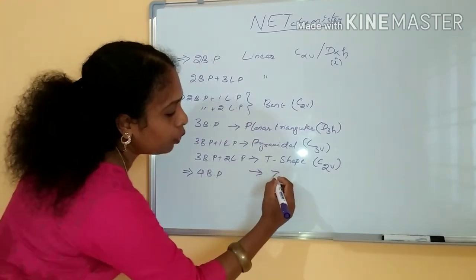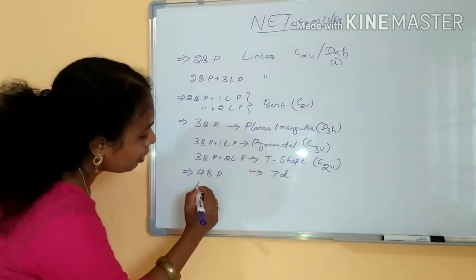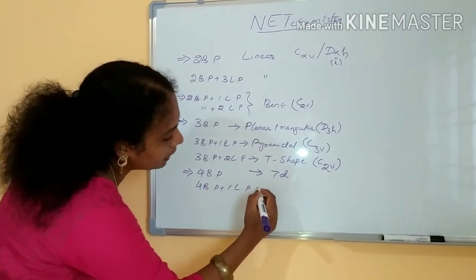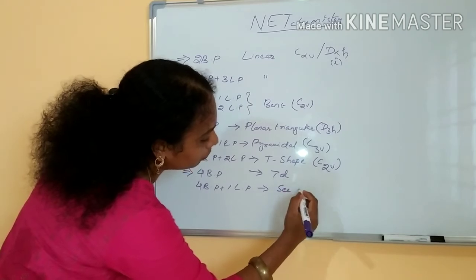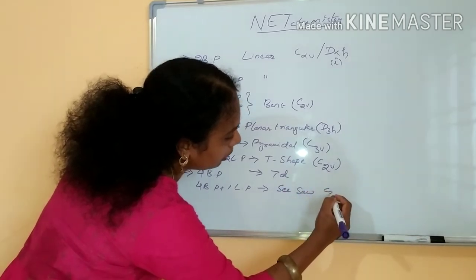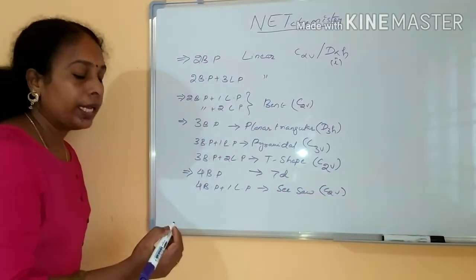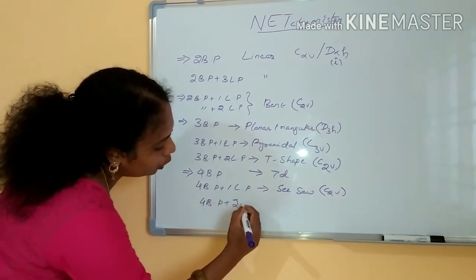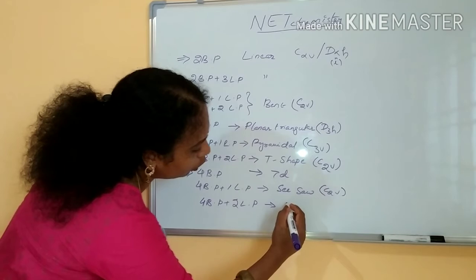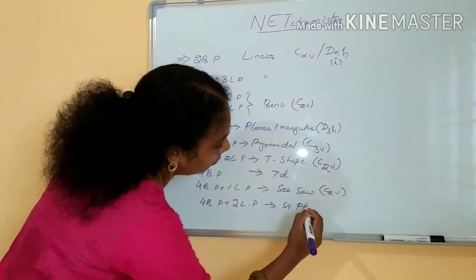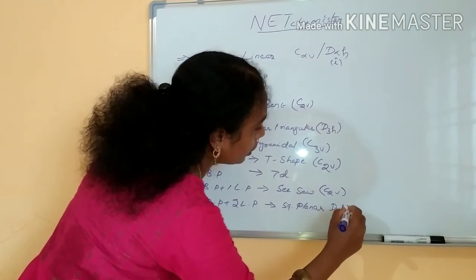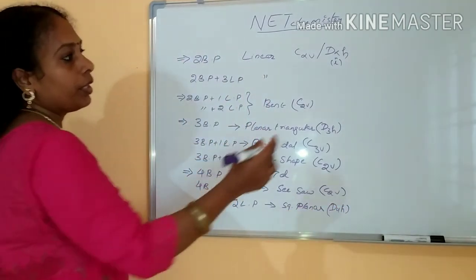We have seen the molecule will be TD shape. 4 bond pair plus 1 lone pair present, the molecule will be seesaw. Seesaw shape and belongs to the point group C2V. Right? Next one is 4 bond pair plus 2 lone pair. Right? The molecule will be square planar. Belongs to the point group D4H. Okay, here I will write.